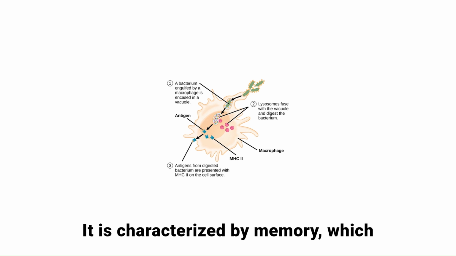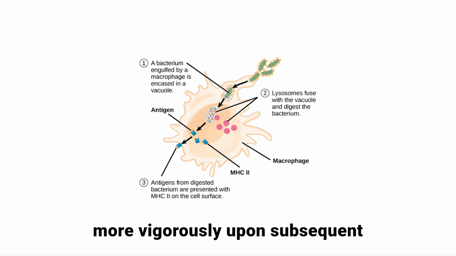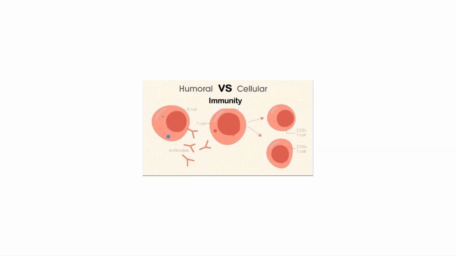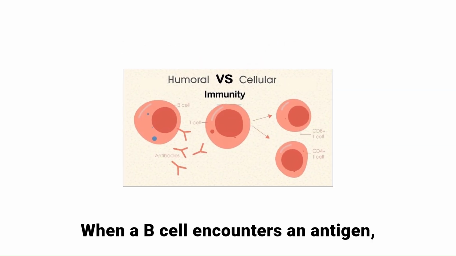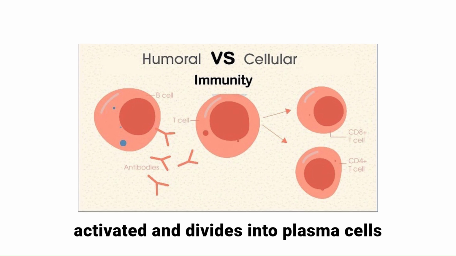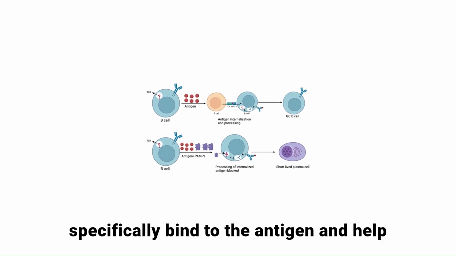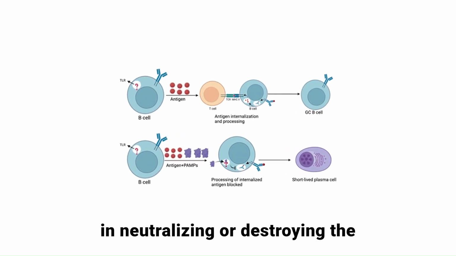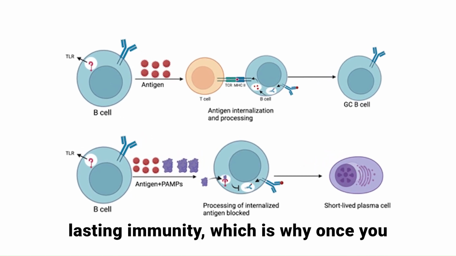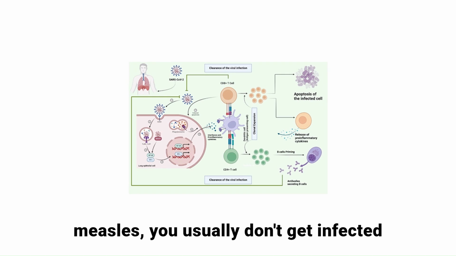It is characterized by memory, which means the body remembers the pathogen after the first exposure and responds more vigorously upon subsequent encounters. Humoral immunity is mediated by B lymphocytes or B cells. When a B cell encounters an antigen, which is a substance that the immune system recognizes as foreign, it gets activated and divides into plasma cells and memory cells. The plasma cells secrete proteins called antibodies that specifically bind to the antigen and help in neutralizing or destroying the pathogen. The memory B cells remain in the body and provide long-lasting immunity, which is why, once you recover from diseases like chickenpox or measles, you usually don't get infected by them again.